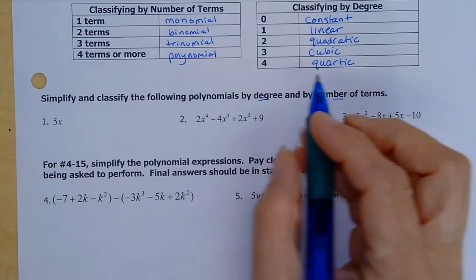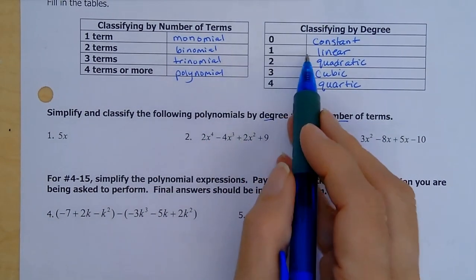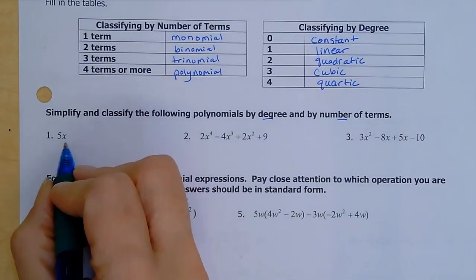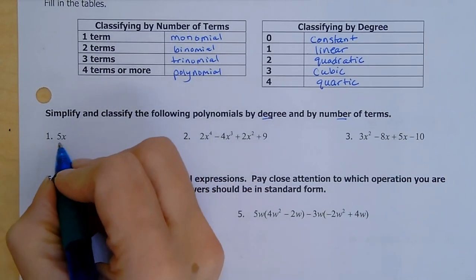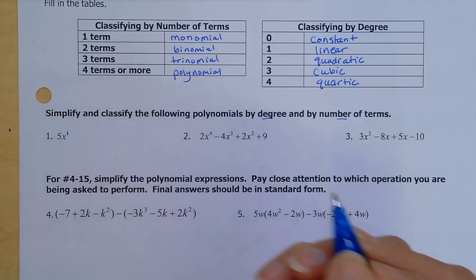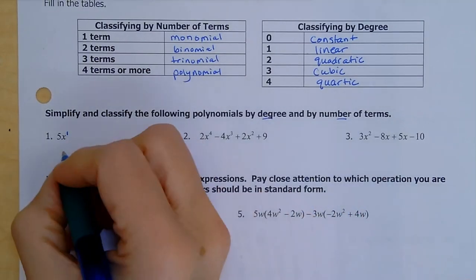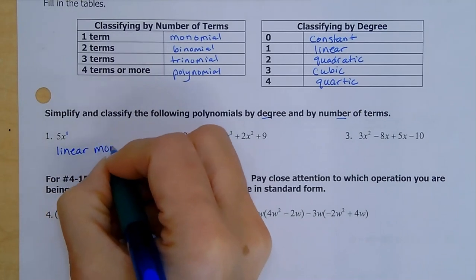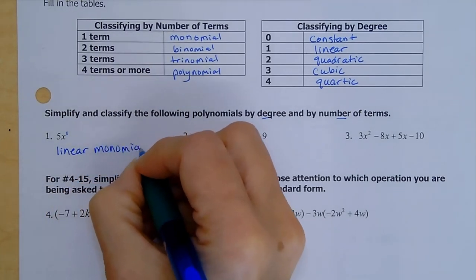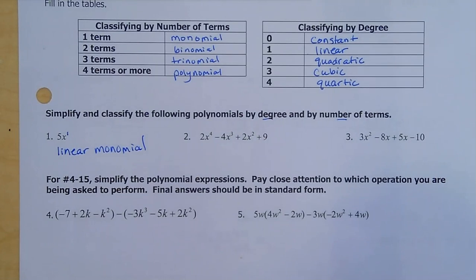So I have to talk about both number of terms and degree. Okay, so 5x. Well, I have one single term, so I know it's a monomial, and I have x to the 1. There's an invisible exponent of 1 there, so it's linear. I'm usually going to say linear monomial in that order, because linear is an adjective, monomial is a noun.